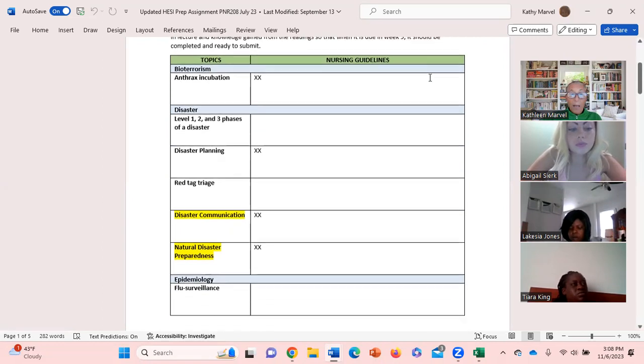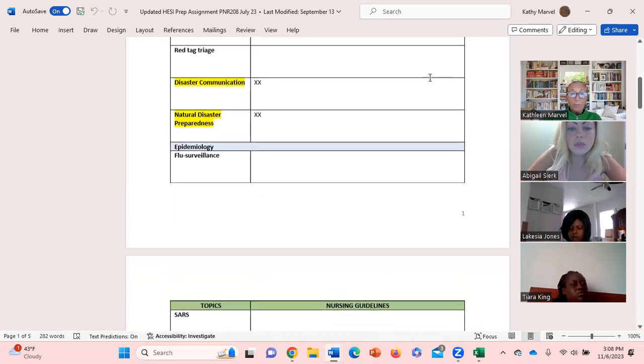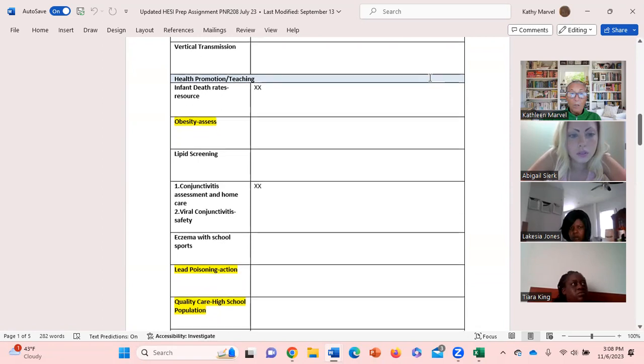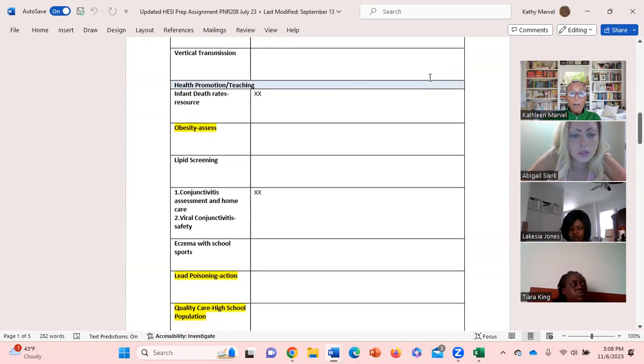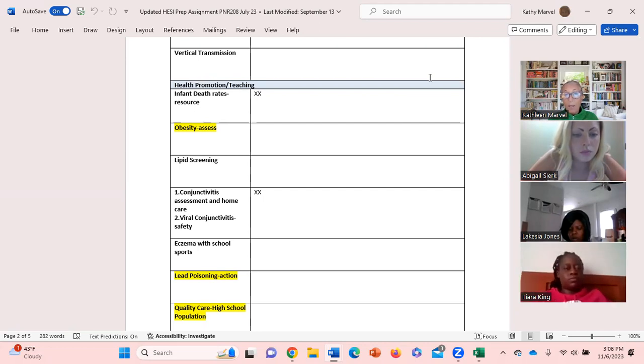So let's skip to what we have done. We haven't done disaster yet. We haven't done epidemiology yet, but we have done some health promotion and teaching. Now I realize that every box on here I haven't covered, but I've covered the concept it falls within. Each box represents a question on HESI. I've gone back to HESI. I know the topics they're asking about.